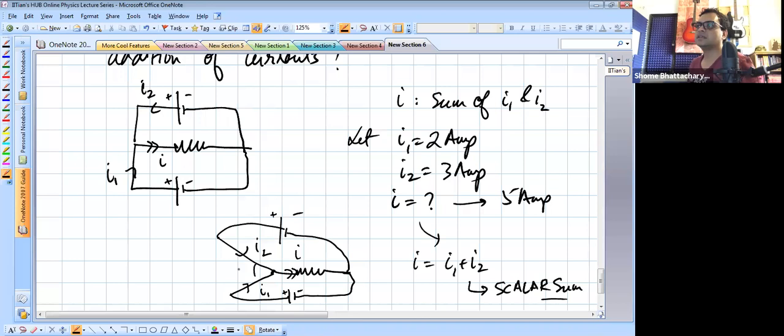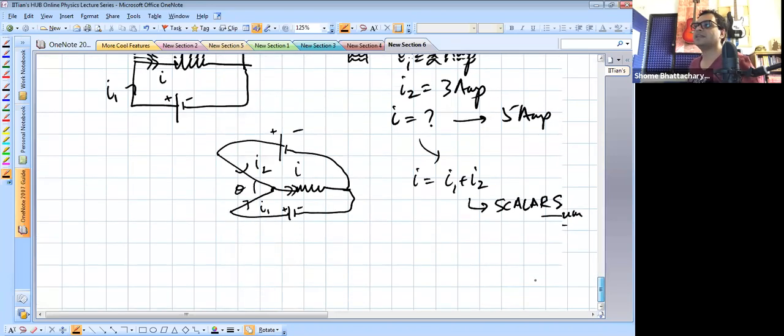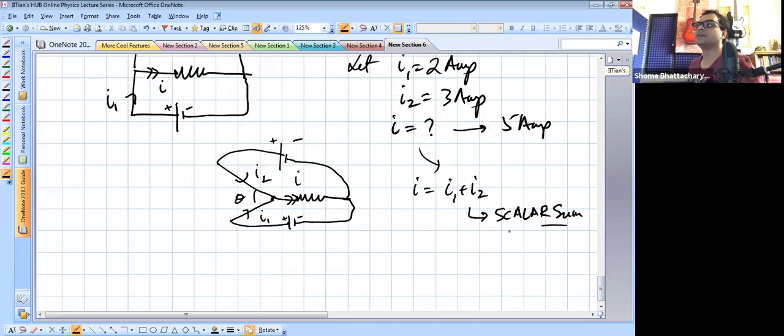This angle theta does not make any difference, whether the angle is 180 like it is over here, or some general angle like an acute angle over here. It doesn't make any difference. So you can see that since current algebraically follows the rules of scalar algebra and not the rules of vector algebra, hence current, electric current I, is a scalar.